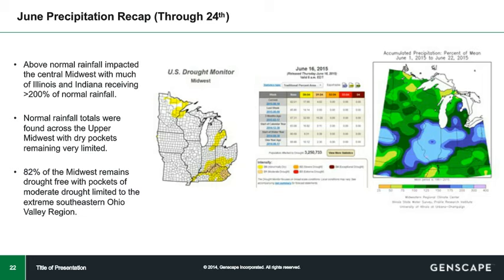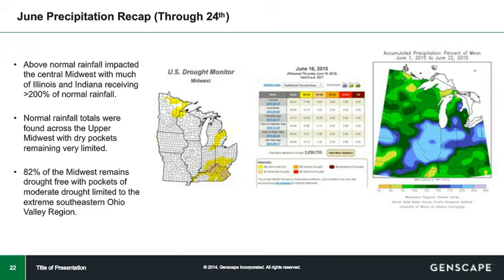So the main story in June thus far is very heavy rainfall across the central eastern Midwest. As a result of that, most of the Midwest is drought-free, 82% of the Midwest completely drought-free. The only drought as of the June 16th drought monitor is across the far southeastern Ohio Valley. And honestly, based on the amount of rain we've seen the last few weeks, I think most of that drought is going to be completely gone.